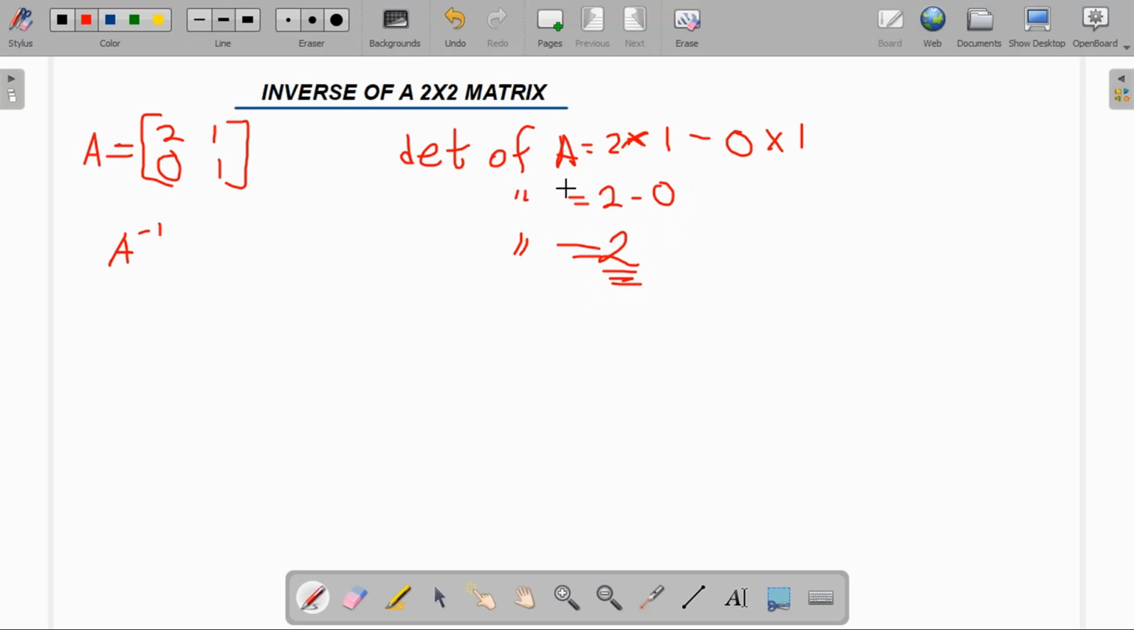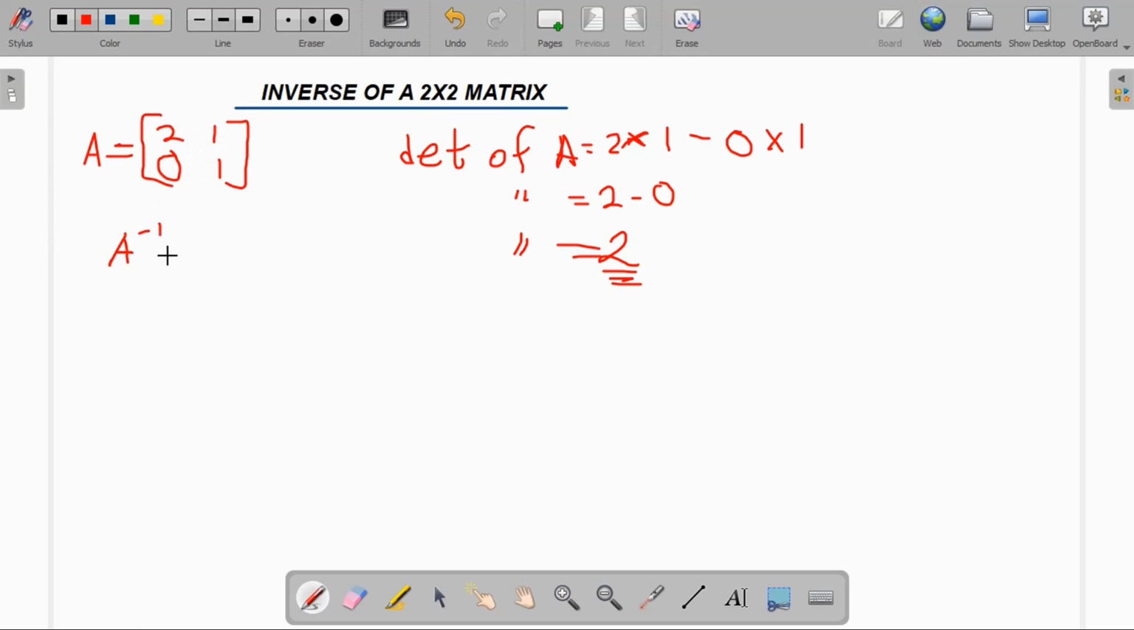The second step: in the original matrix, interchange the elements in the major diagonal and change the signs of the elements in the minor diagonal to get the new matrix, which is B. So to get the new matrix, in the major diagonal you interchange, and in the minor diagonal you multiply by negative. So that's what we do.